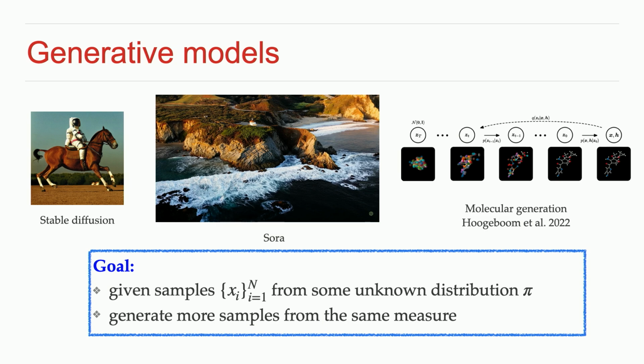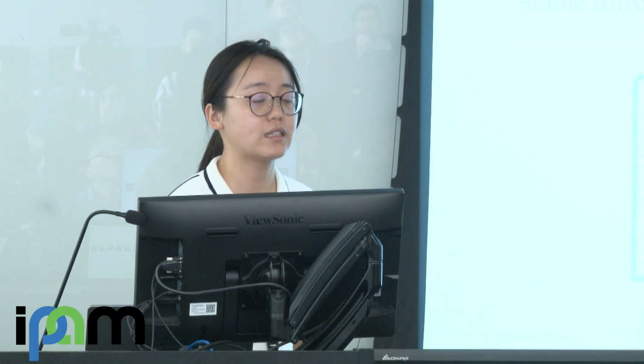The ultimate goal for generative models is, if you are given a bunch of samples from some unknown distribution, we want to generate more samples from the same distribution. If I have a bunch of pictures of cats, I want more pictures of cats by doing generative models. But at the same time, I don't want to see the exact same pictures I already have. I want something new.